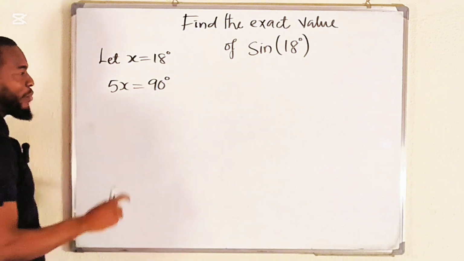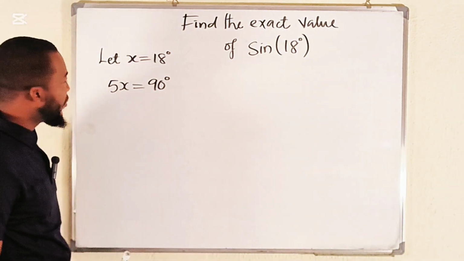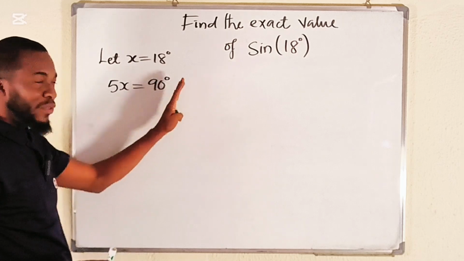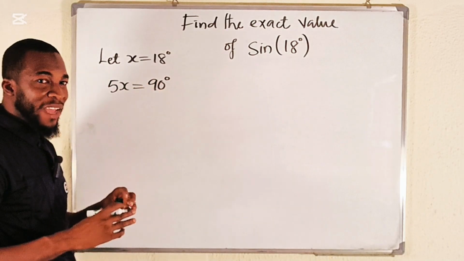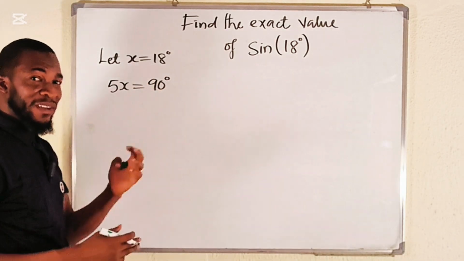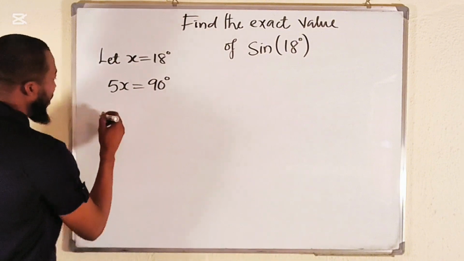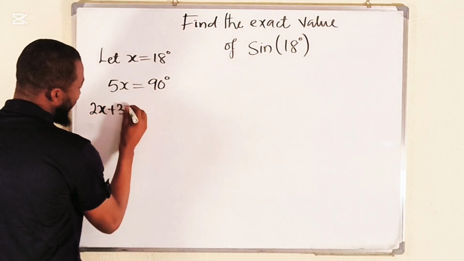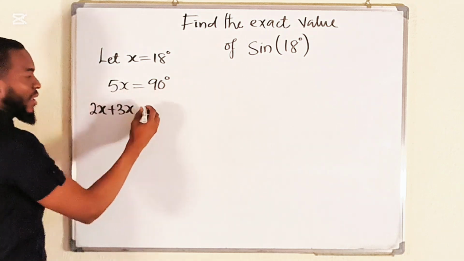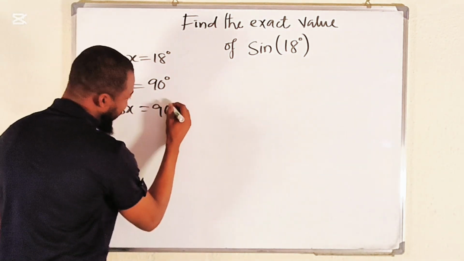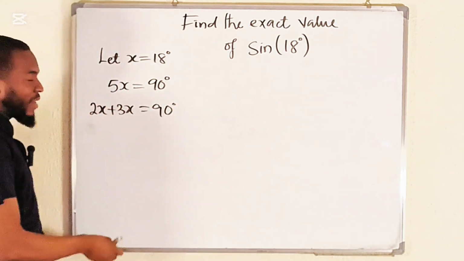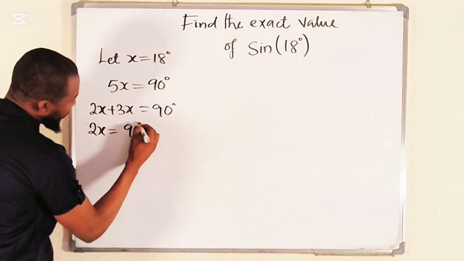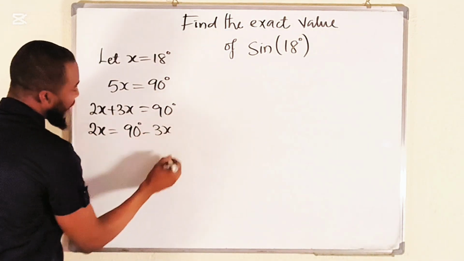Right. Then we can break this down into 2x plus 3x because I want to take one of the angles to the other side and apply the idea of our co-functions. We have learned about that in our previous lesson. So 2x plus 3x is the same thing as 5x, and this is equal to 90 degrees. Then we take 3x to the other side. We have 2x equal to 90 degrees minus 3x, right?